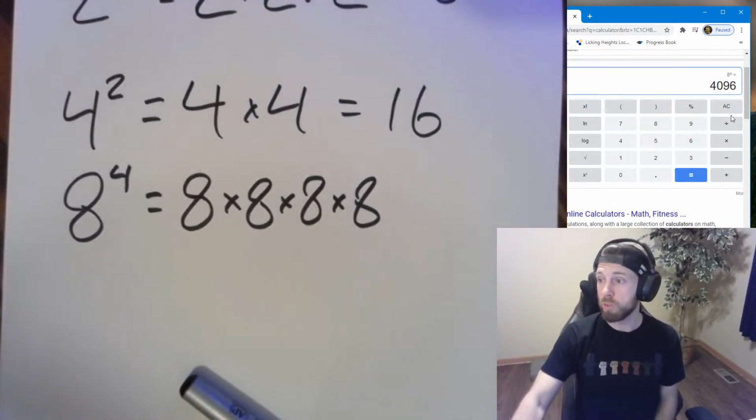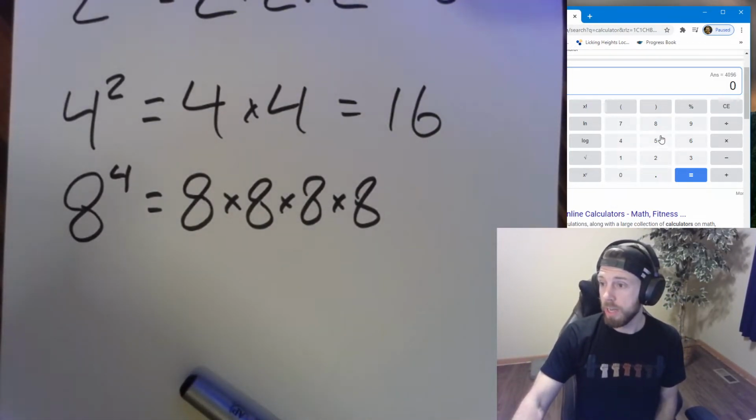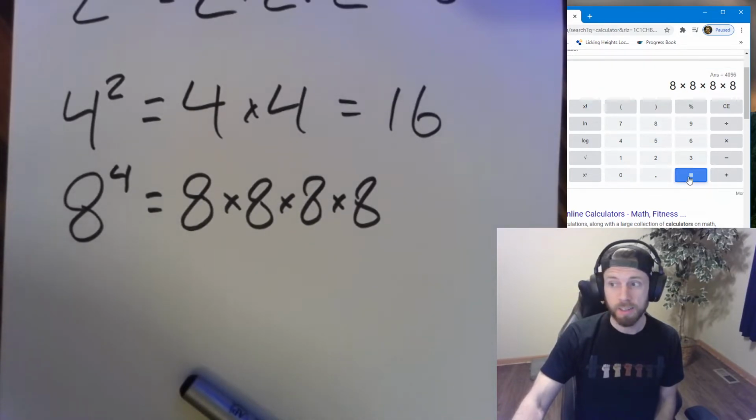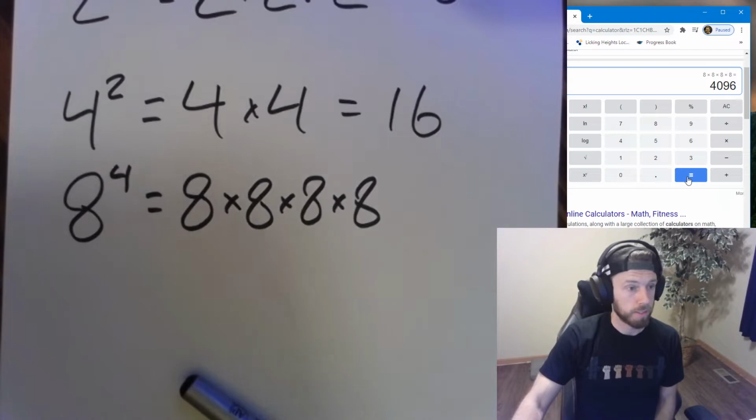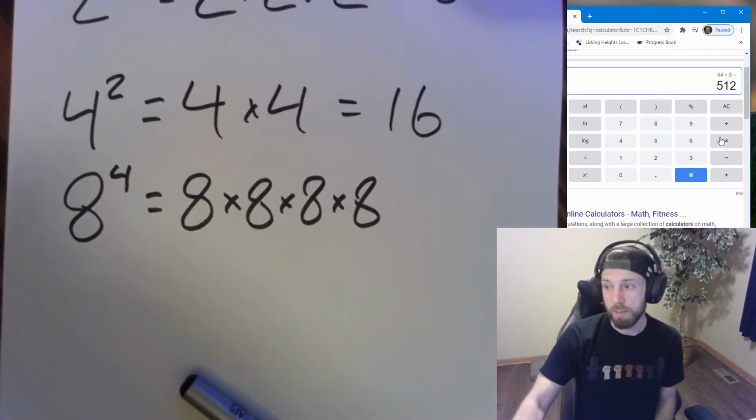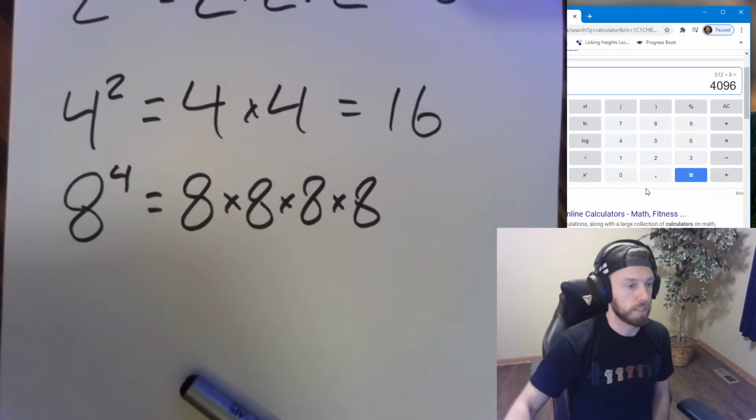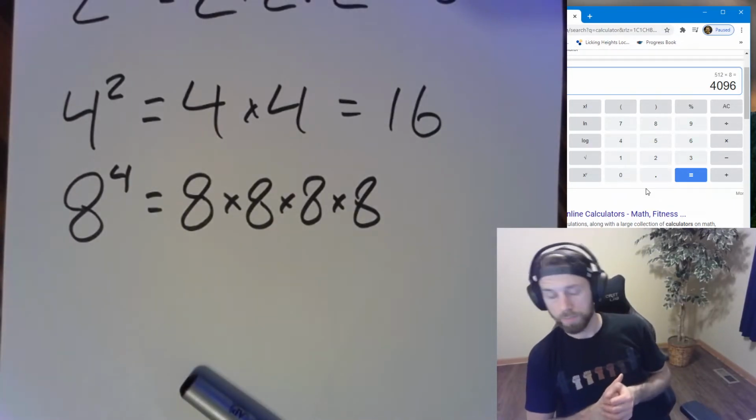I'll show you why, because watch what happens. If I clear this out, I do 8 times 8 times 8 times 8. 4,096. Same thing, right? And you can see because 8 times 8 is 64, and 64 times 8 is 512, and 512 times 8 is 4,096. So you can see how that works.